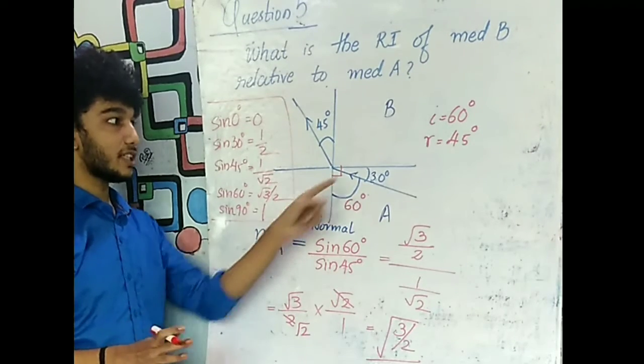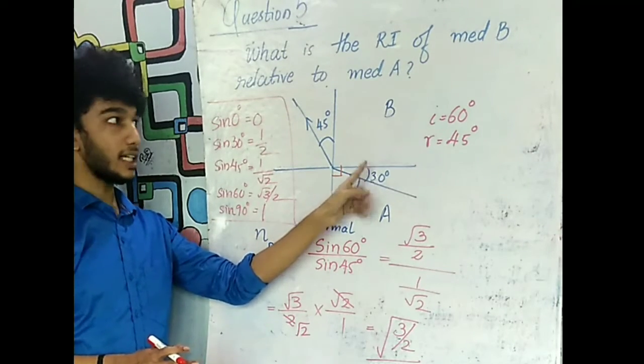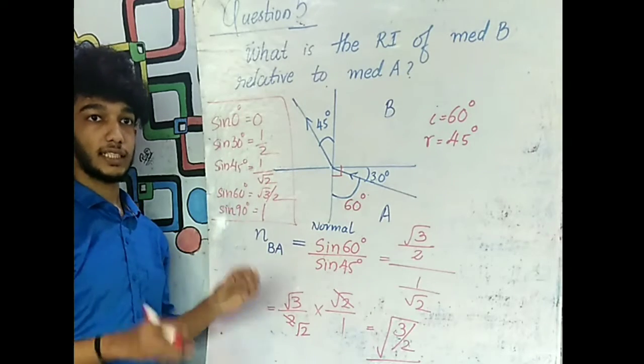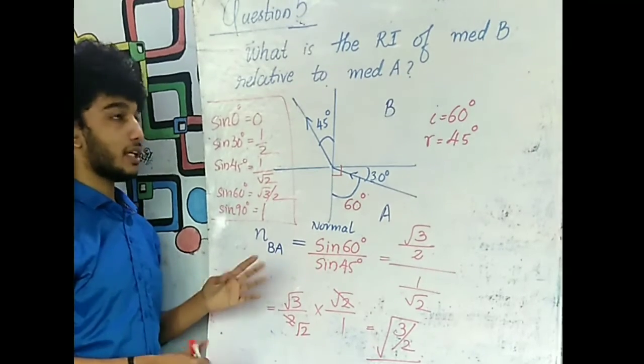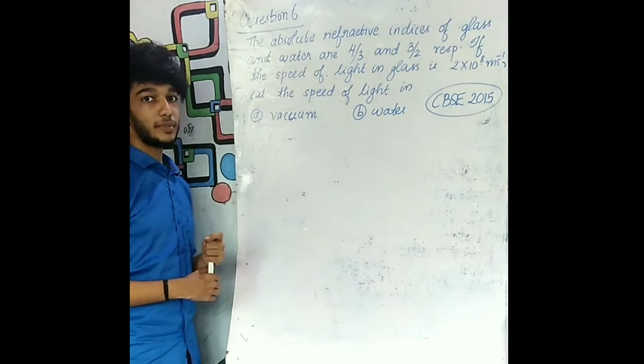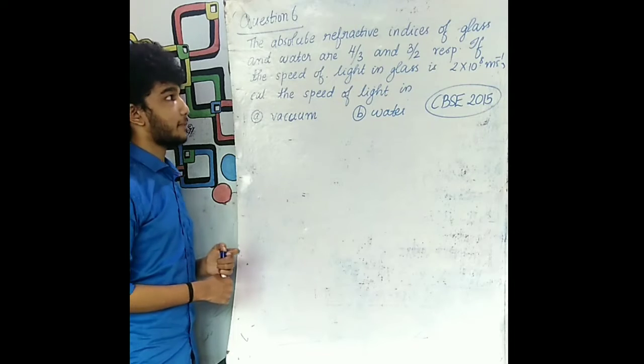So do not confuse whether the angle of incidence is 30 degrees, and since this is the medium, the sine of this angle should come in the numerator. These points should be remembered by you. So let us see the next question. See question number 6 asked by CBSE in the year 2015.